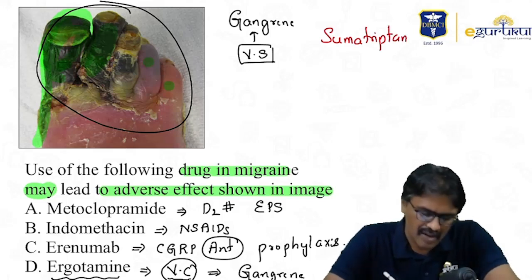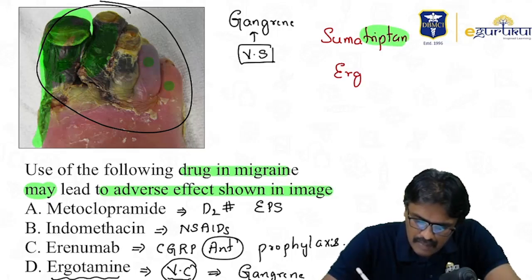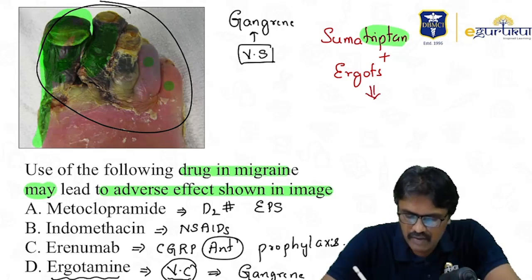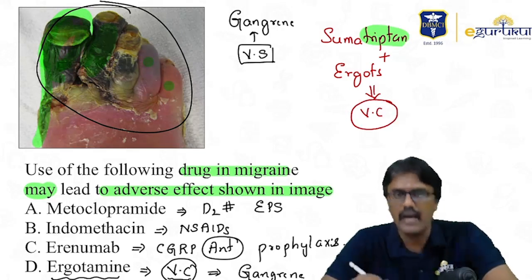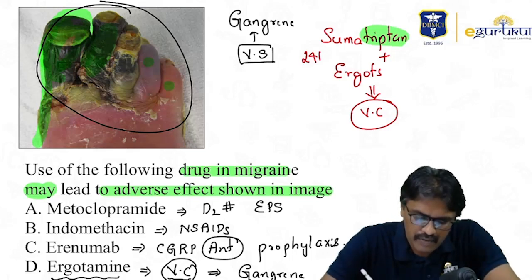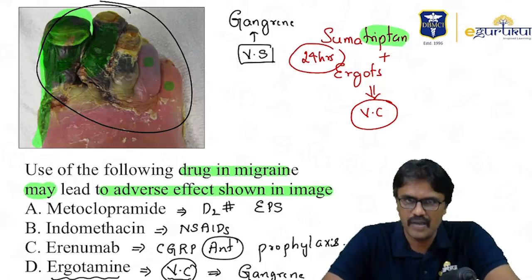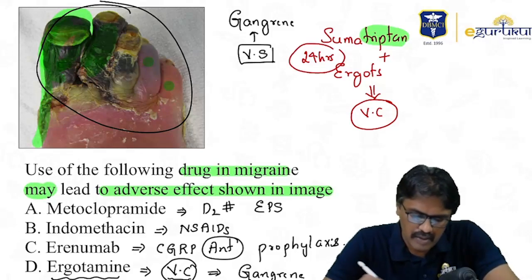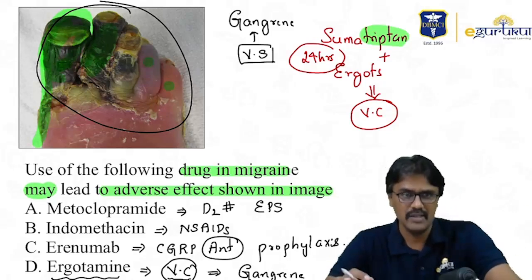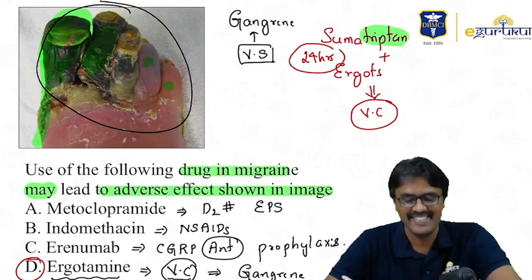So triptans or sumatriptan, and if you use ergots with that, if you use both, there will be severe vasoconstriction and the gangrene will develop. So at least you should give a gap of 24 hours when you're using both sumatriptan and ergots, right? So this is what you have to remember. The ergots will cause vasoconstriction. Even the triptans can cause this. So the answer for this question is ergotamine.